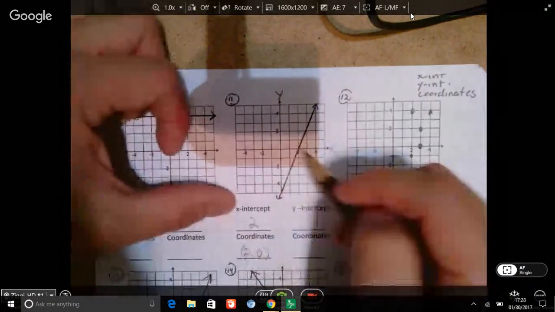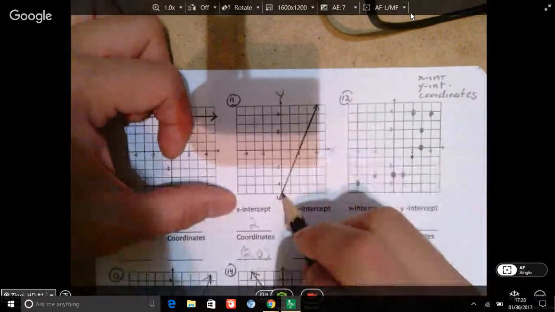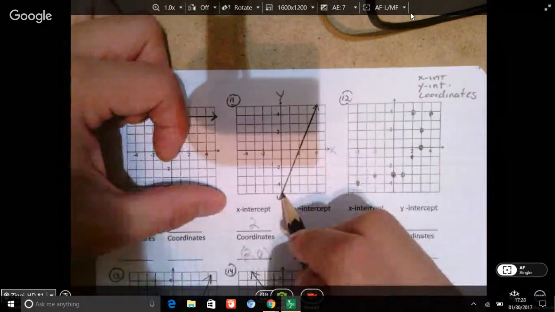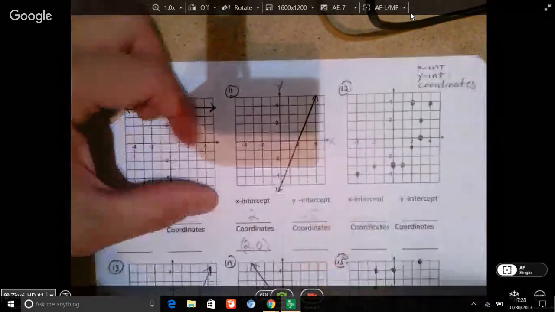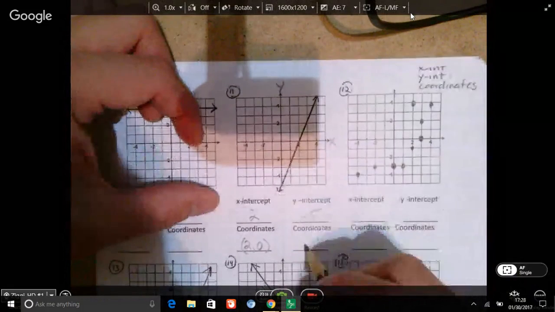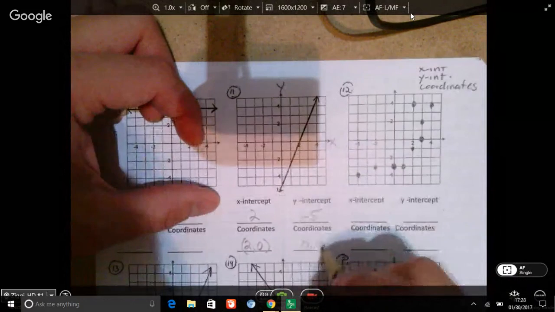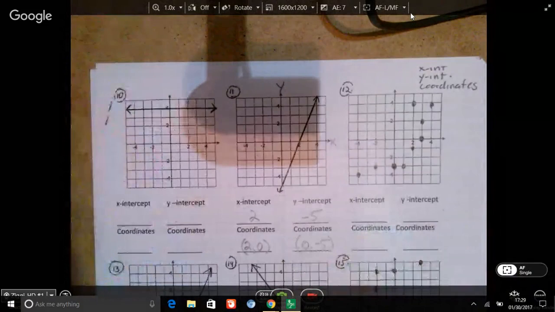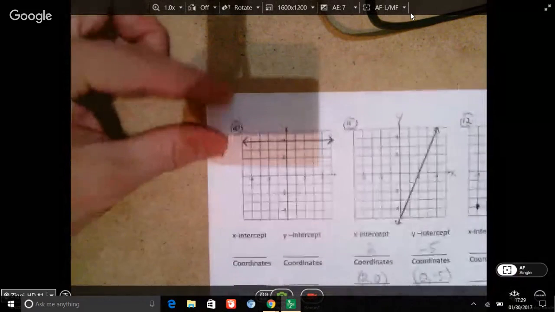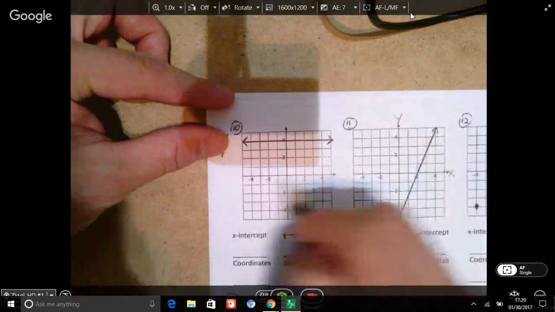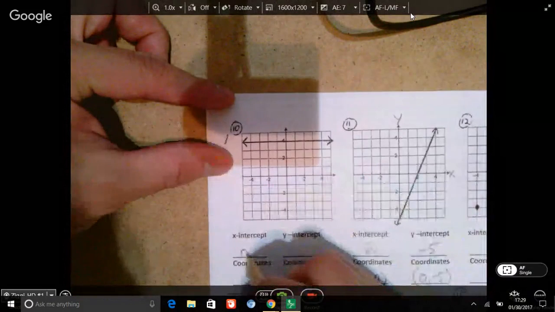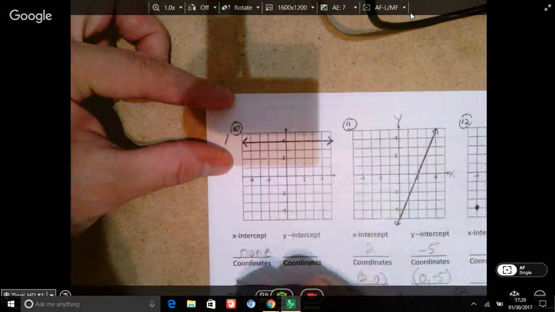The y-intercept is where the line touches the y-axis. It touches it at -5. So the y-intercept is -5. The coordinate, since it's the y-intercept, the -5 has to be the y. Okay. In number 10, look at number 10. The x-intercept, so where does the line touch the x-axis? It doesn't, so there is no x-intercept.